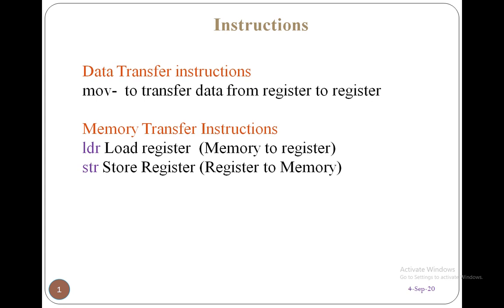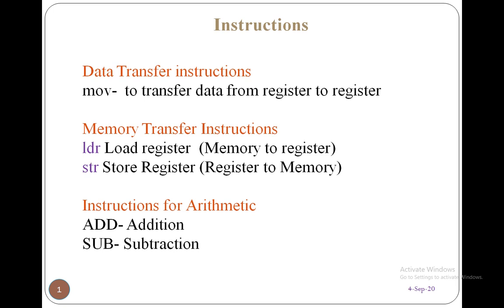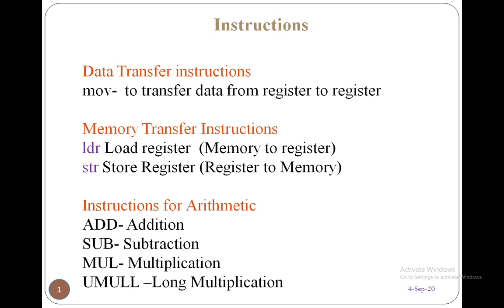The other thing is that we'll use the arithmetic instructions like ADD for addition, SUB for subtraction, and MUL for multiplication. If the result is 32-bit, then MUL is sufficient. If the result is 64 bits, that is, when you multiply two 32-bit numbers, then the result is 64 bits. That is long multiplication, and you can use UMULL as the instruction for that. With these instructions, we'll see how to write the addition, subtraction, and multiplication programs for the ARM7.